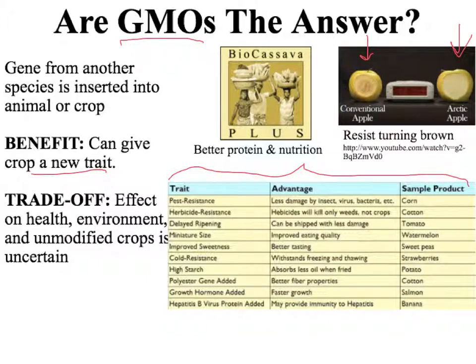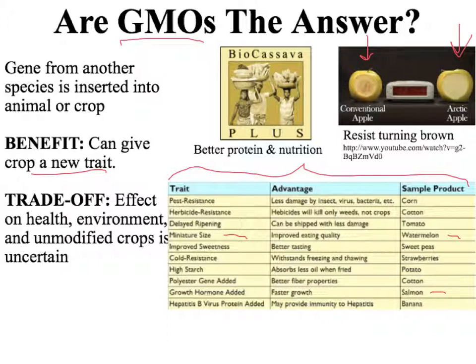Have you ever eaten one of those miniature watermelons? That's a genetically modified crop. There is also some corn that we'll be learning about today that's pest resistant. We're going to learn about salmon during this unit that have growth hormone added so that they grow faster. And there are a whole bunch of other examples listed in this table.